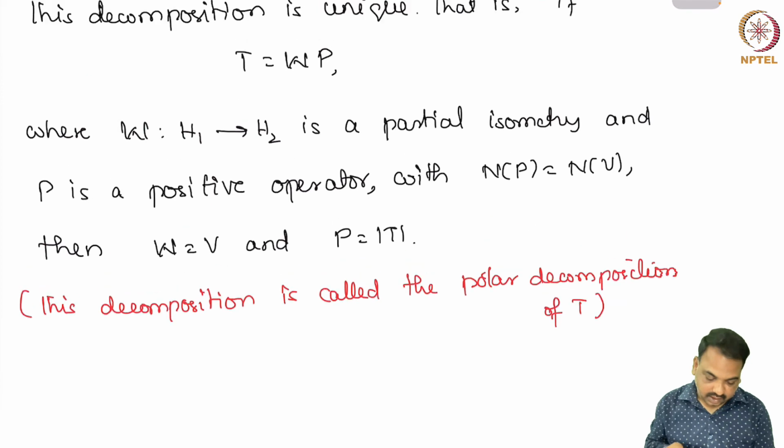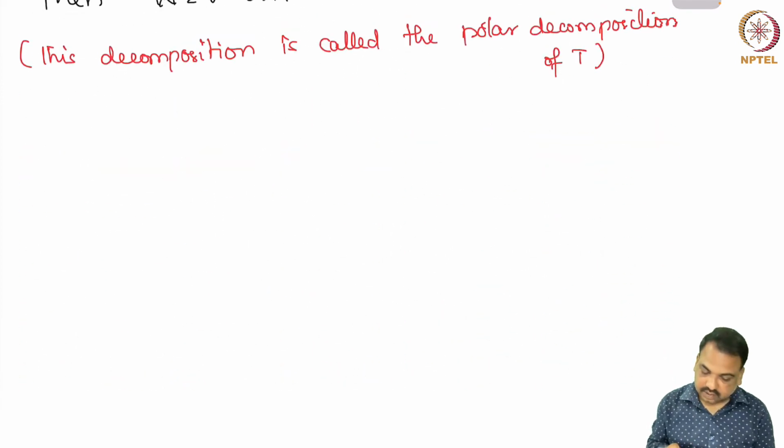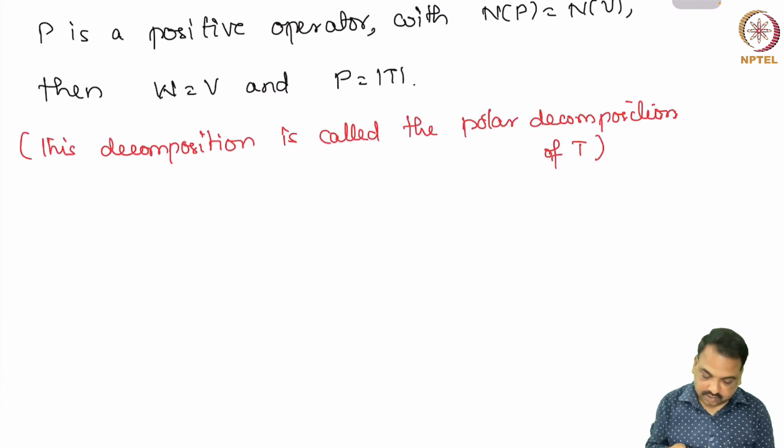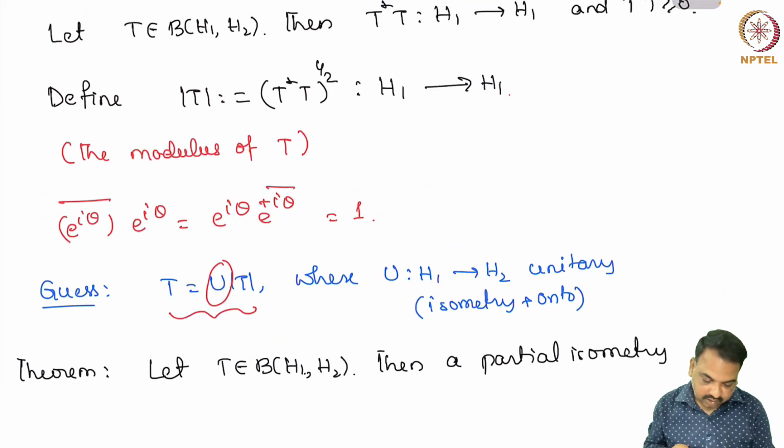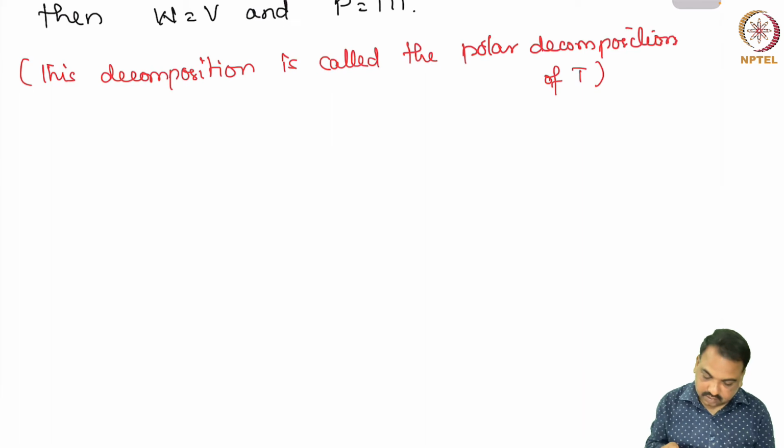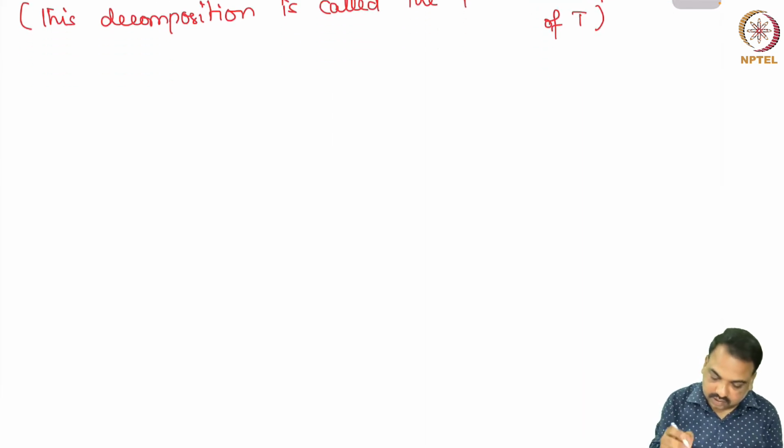Okay, so let us quickly recall some important properties of partial isometries, and we have just defined the modulus of an operator. So let us look at some observations.